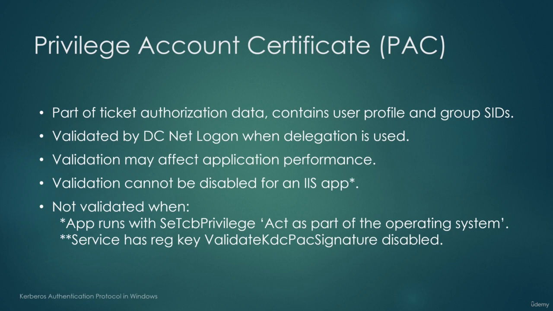PAC validation may affect application performance due to additional communication between the application server and domain controller. It's disabled by default for applications running as services. PAC validation cannot be disabled for applications which run in IIS, but I was unable to identify it in the packet trace of a multi-tier web application. PAC is not validated if the application has the act as part of the operating system privilege set, or the application is a service and the validate KDC PAC signature registry key is set to disable PAC validation.